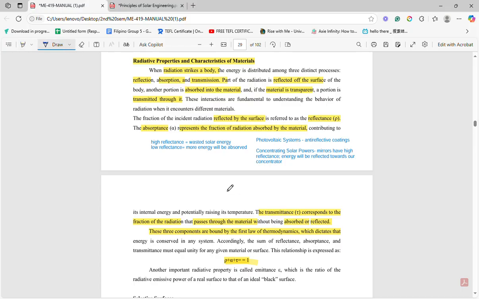For example, we have this parabolic trough. So there is this mirror here. When the solar radiation strikes here, it needs to reflect the energy to our tubes, to our receivers, so that when it gets reflected, the tubes will be the ones being heated. So we need to concentrate the energy. That is the reason why in concentrating powers and solar thermal collectors, we need high reflectance materials to reflect the energy towards our concentrator.